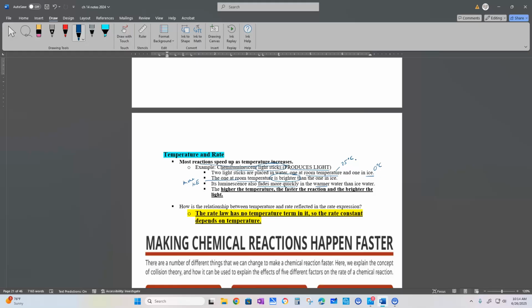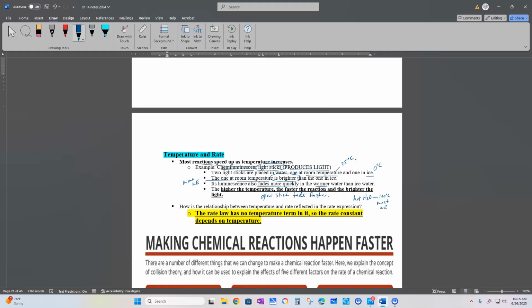But unfortunately, your glow stick will fade faster. So it won't last as long, okay? So what some people do when they get glow sticks, like those necklaces that glow, they'll put them in the freezer, cool them down to make them last longer, okay? So if you put it in hot water, like maybe close to boiling water, oh, you're going to have the most energy, the most kinetic energy, which means it's even going to die out even faster than at room temperature.